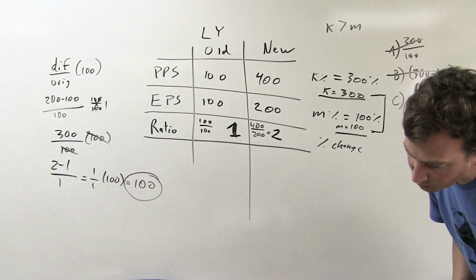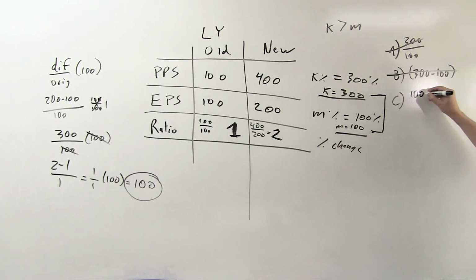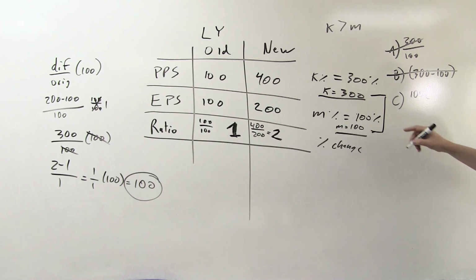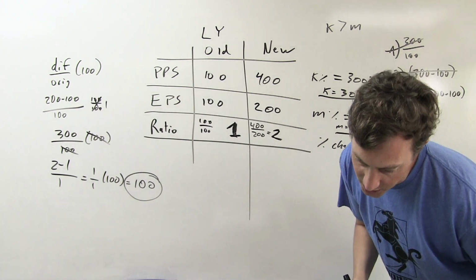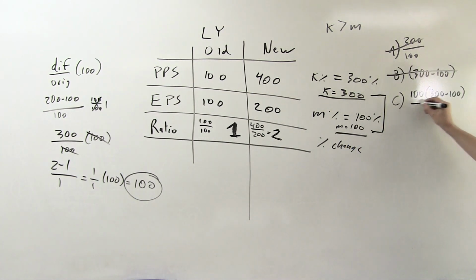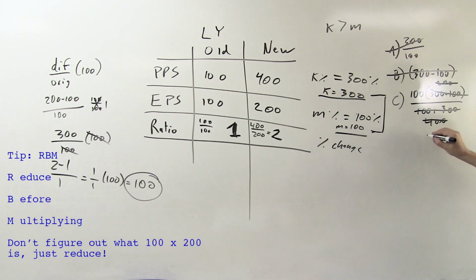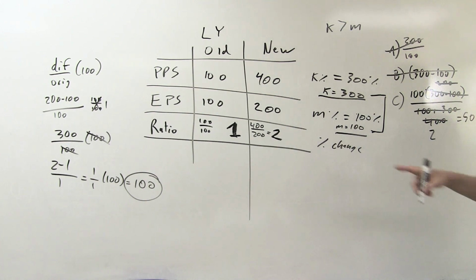C. This gets a bit more complicated. 100 times K minus M. Well, K minus M is 300 minus 100. And all that is on top of 100 plus K. And so that's 100 plus 300. To simplify this, 300 minus 100 is 200. And 100 plus 300 is just going to be 400. And then I could reduce. 200 goes into 400 two times. This is 100 over 2. And so that's going to equal 50. That's not the 100 that I'm looking for. It is not choice C.